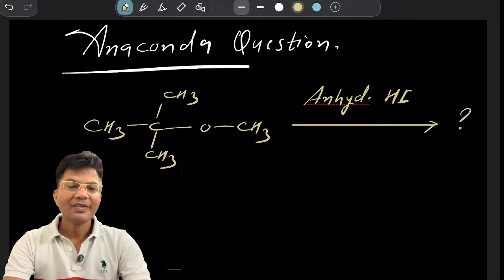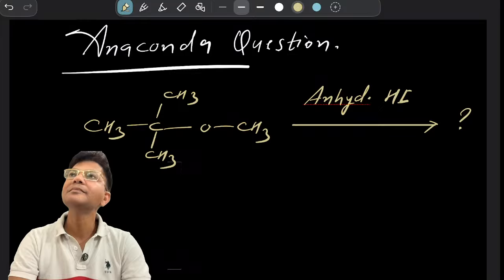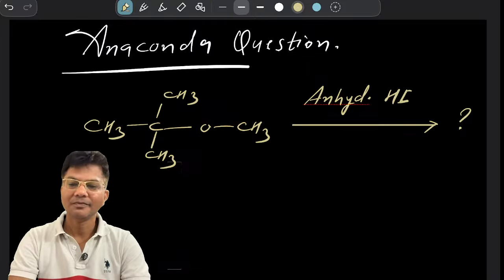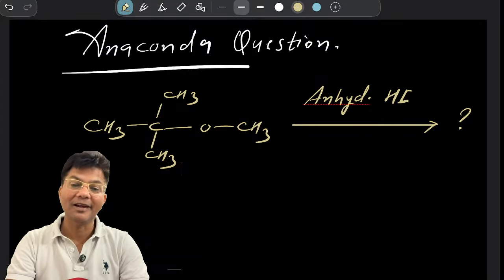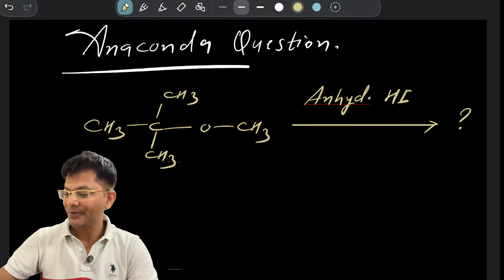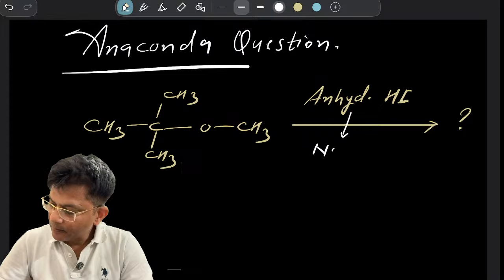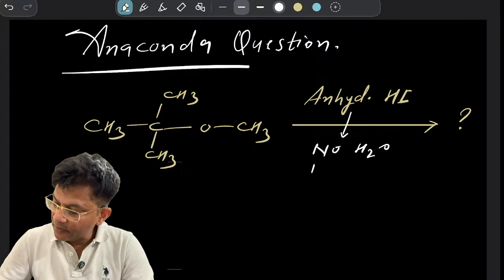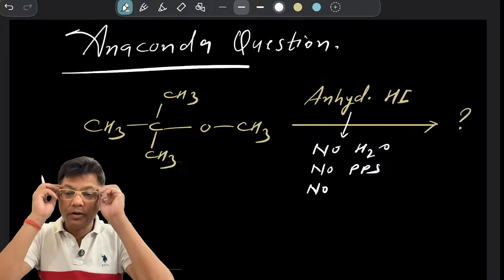Now, SN1 or SN2? No, SN1. Wow, your eyes have become eagle eyes. 11-11, now you have become pro. What to say? No water. No PPS means no carbocation formation. Are you getting my point?